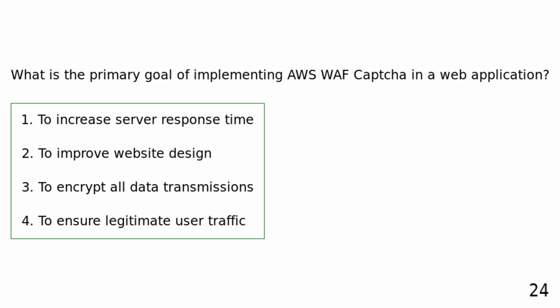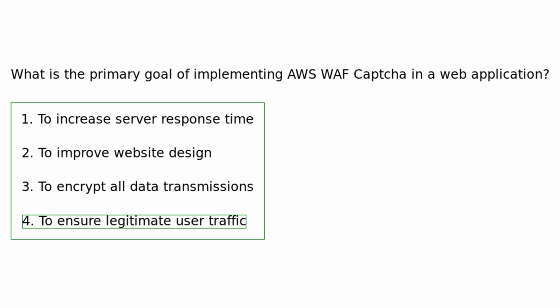What is the primary goal of implementing AWS WAF Captcha in a web application? To increase server response time. To improve website design. To encrypt all data transmissions. To ensure legitimate user traffic. The primary goal of implementing AWS WAF Captcha in a web application is to ensure that legitimate user traffic is allowed while blocking automated bots and malicious users.